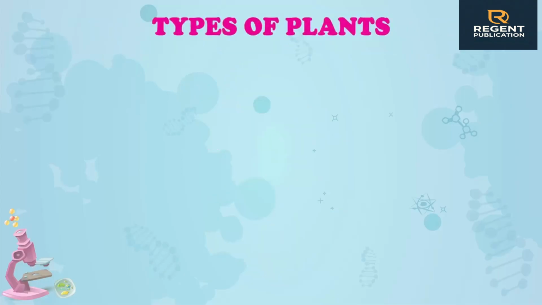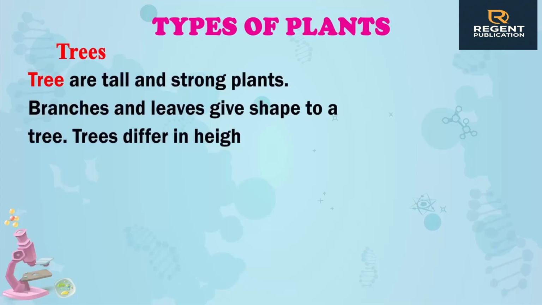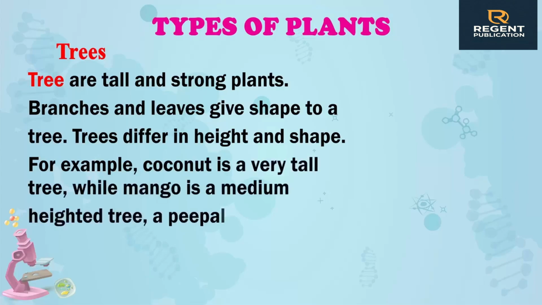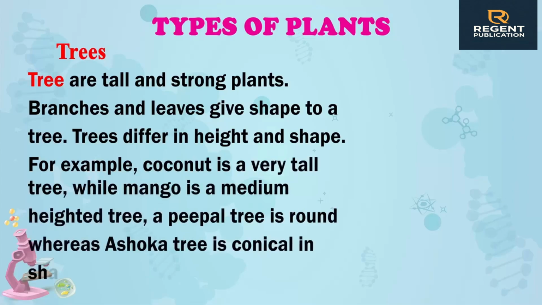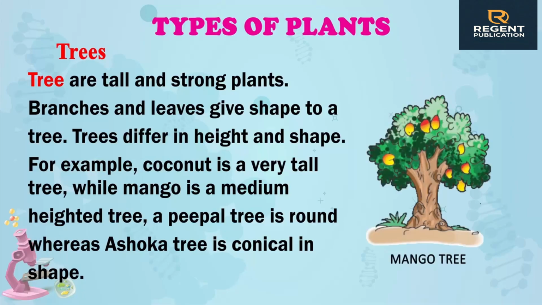Types of plants. Trees. Trees are tall and strong plants. Branches and leaves give shape to a tree. Trees differ in height and shape. For example, coconut is a very tall tree, while mango is a medium-heighted tree. A peepal tree is round, whereas an ashoka tree is conical in shape.